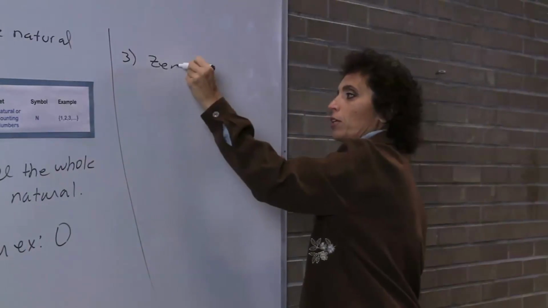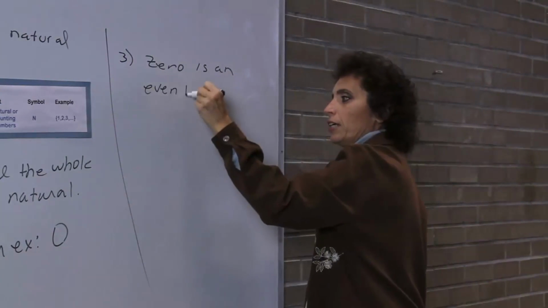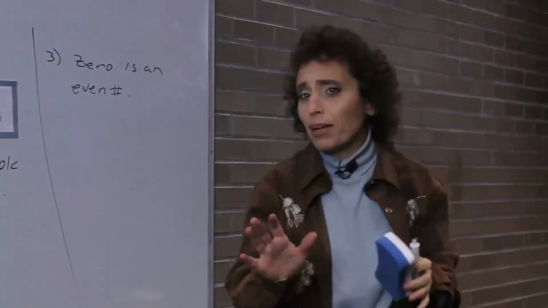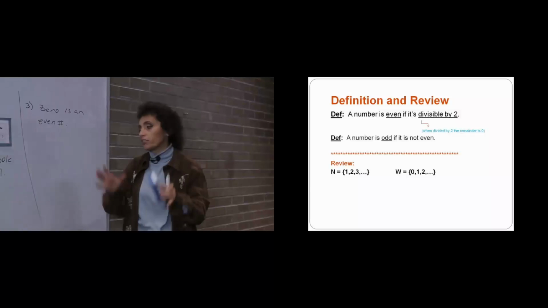Let's look at 3. I threw this in without really discussing it, but that's okay. 0 is an even number. Now, what do you think? I bet you I can guess what you think. I bet you think that 0 is neither even nor odd. Well, let's take a look at that.